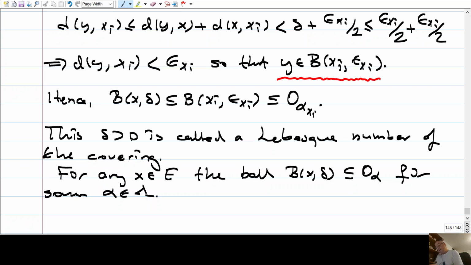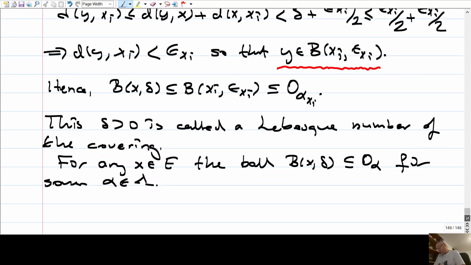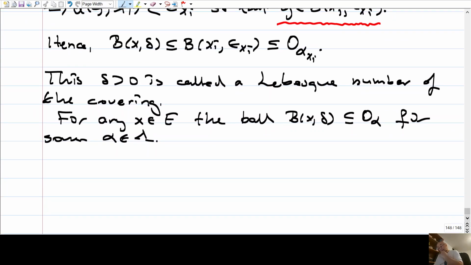Of course, once you have a Lebesgue number, any number less than this Lebesgue number is also a Lebesgue number, provided that it is of course positive, right? Because it will certainly satisfy this inclusion property. All right, so this is our definition of Lebesgue number. Okay, any questions so far?